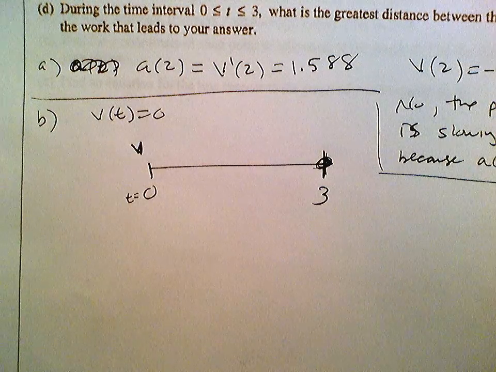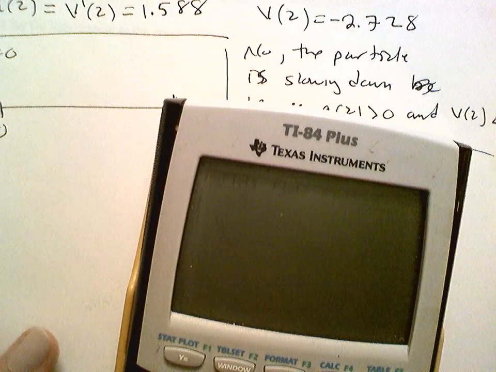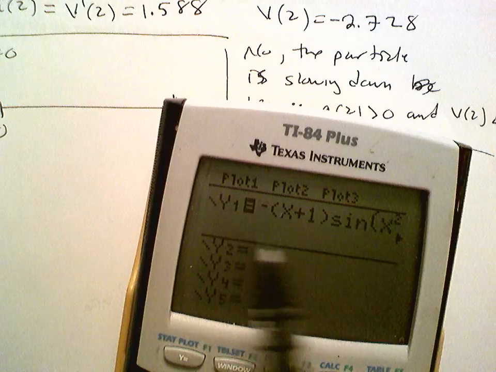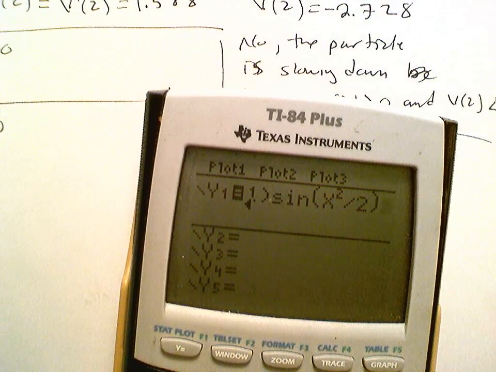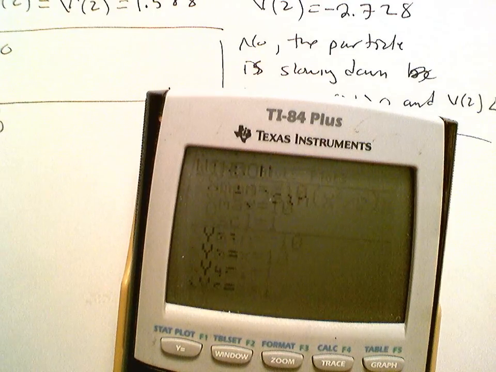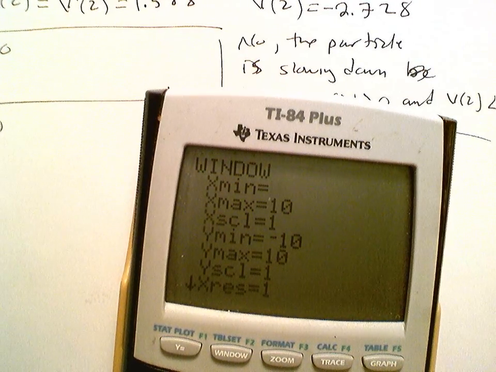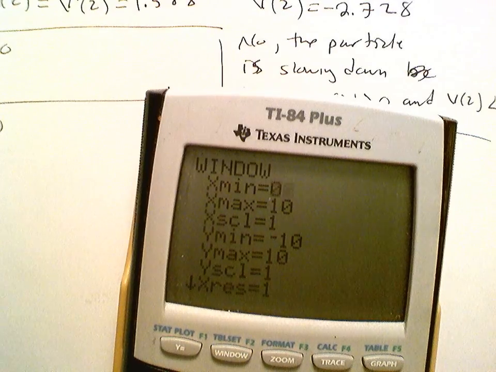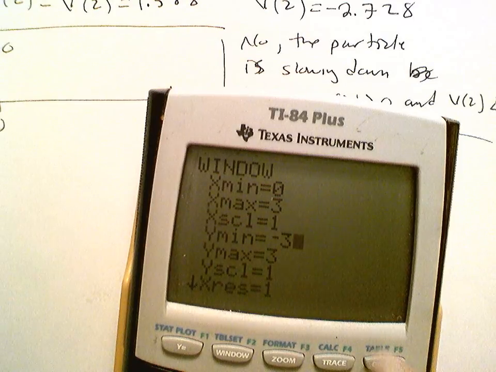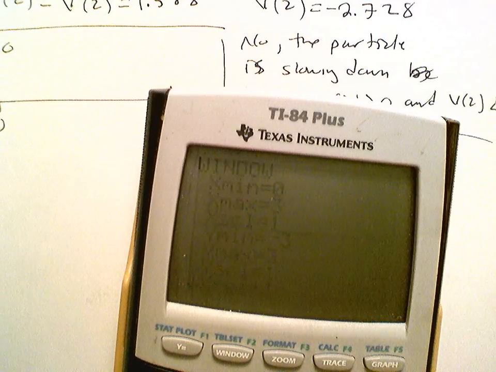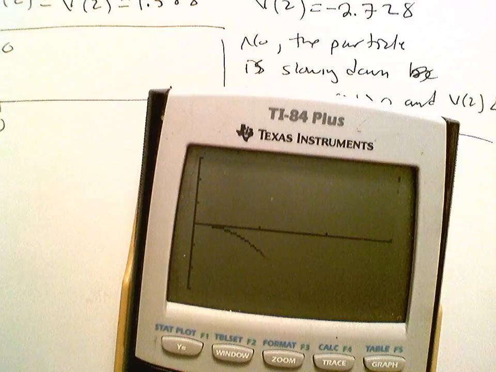This is a calculator section. So I'm going to go right to my calculator, and I think I've already done this. I type in the velocity function, okay? I'm concerned with it on this interval from 0 to 3. So I go to my window, 0 to 3. I'll do the y min and max, -3 to 3. And then graph. Okay, this is the graph of the velocity function.